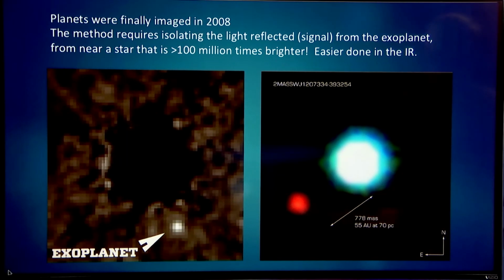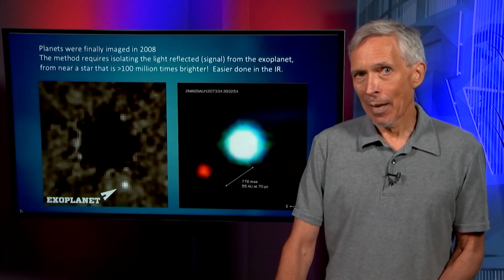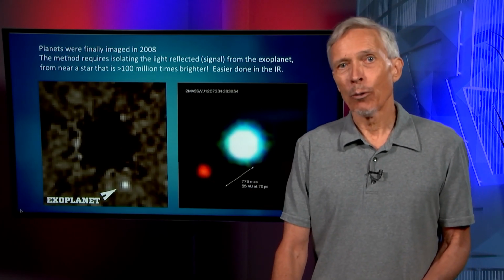This, of course, will work most easily, as with all the other methods, for more massive planets closer to their star, because closer to their star they reflect more light. And more massive, they're larger and so reflect more light.